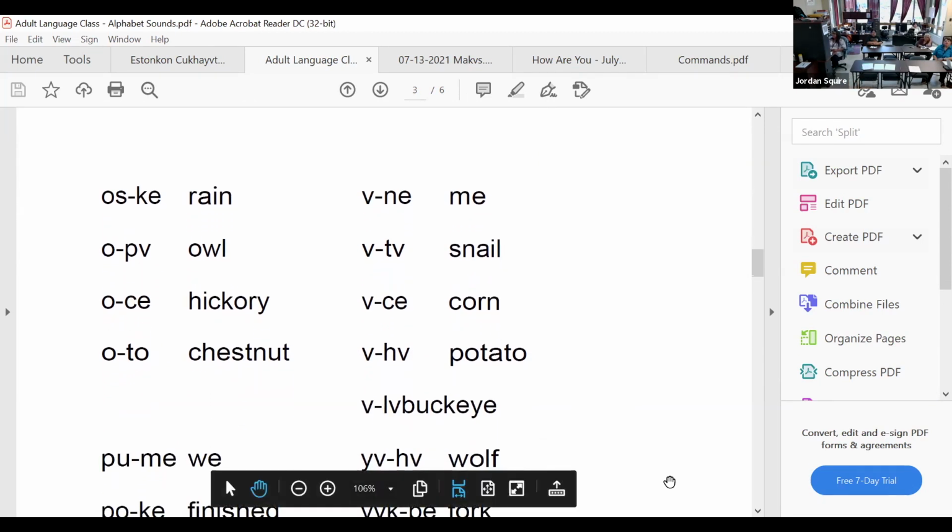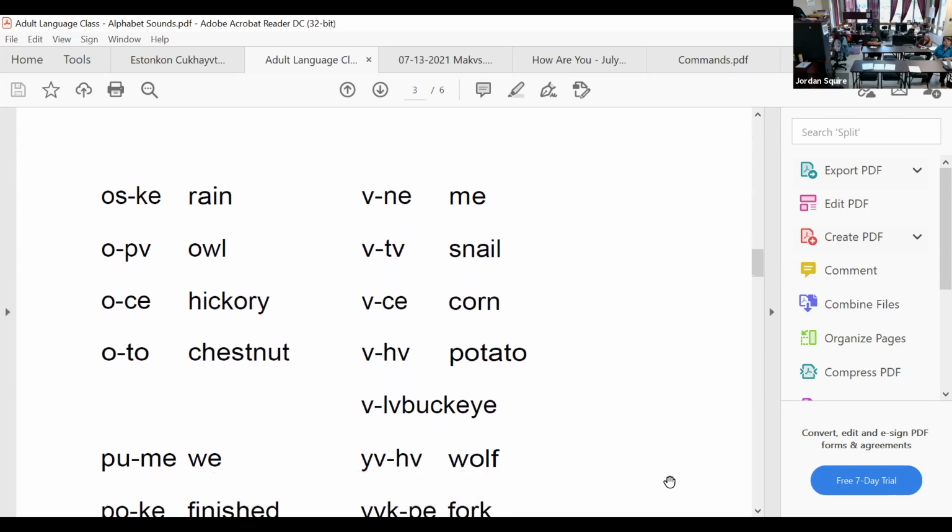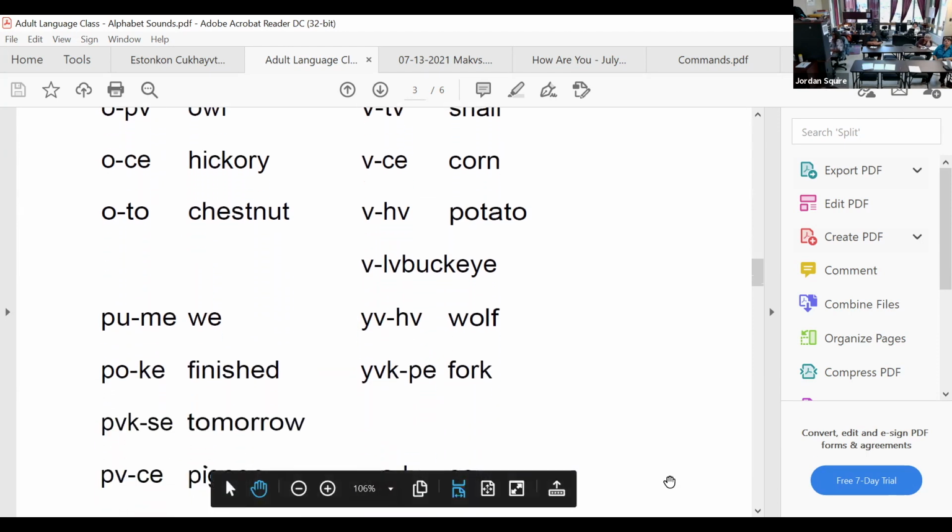Okay, here we go. Here's another one. Hickory. Chestnut. Here. We finished.